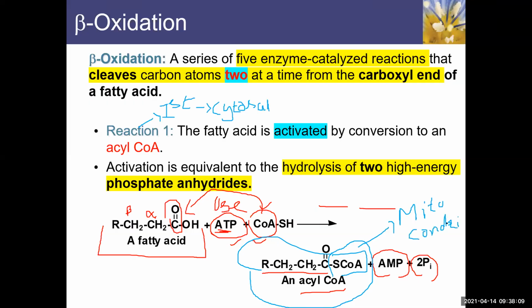The question says, the first step of beta oxidation of fatty acid, where does it take place? So what will you answer? If the question says, where does the first step of the beta oxidation, where does the activation of the fatty acid take place? In the cytosol. Very good. Then you have to say that the fatty acids are transported to the mitochondria.